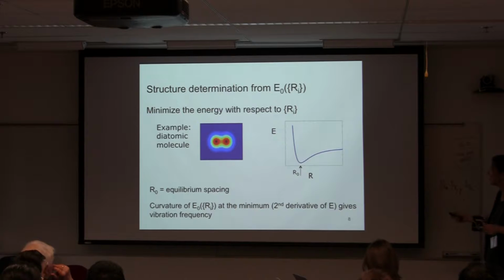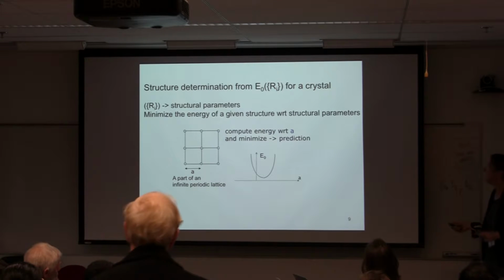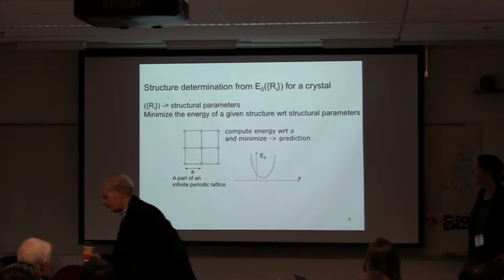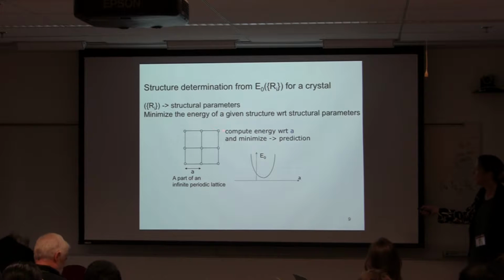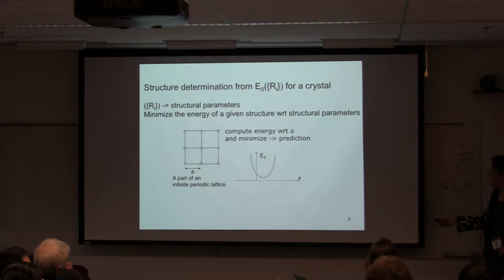So these are the types of quantities I can predict from this E naught, and it's not just for molecules, it's also for crystals. So say I had a little two-dimensional infinite lattice. I have a single parameter, which is the interatomic spacing. If I can compute E naught as a function of this parameter and plot it out here, this is obviously schematic, then I can predict the interatomic spacing for this simple crystal.